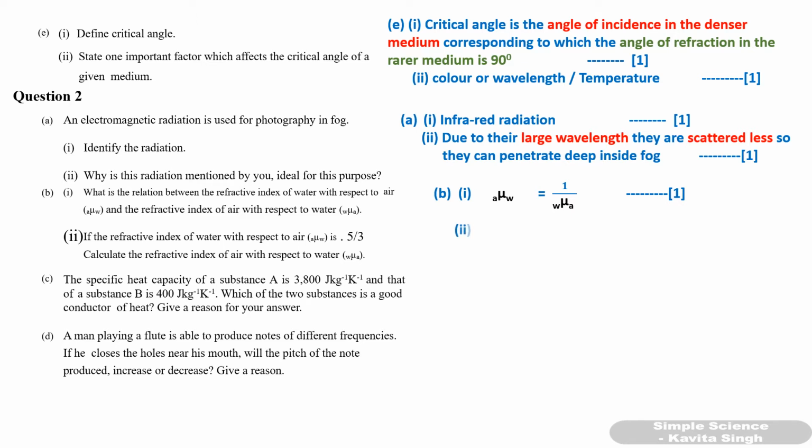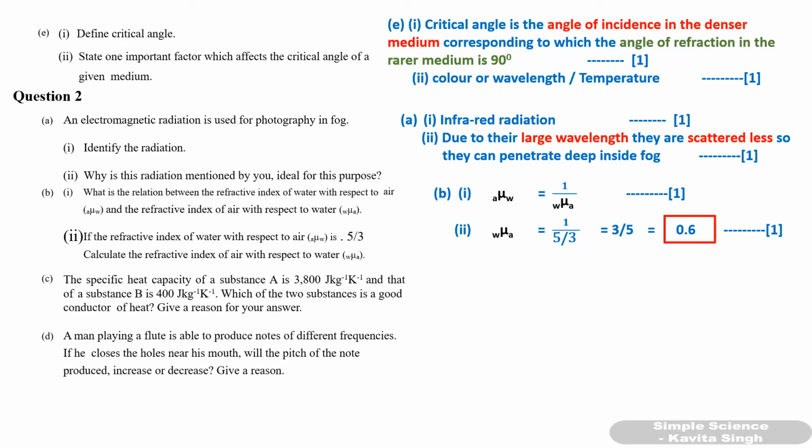But you have to show the calculation. So refractive index of air with respect to water will be reciprocal of 5 by 3, which is equal to 3 by 5. But that is not the answer. You have to convert it into decimal form. Then only you will get marks, 1 mark. If you leave your answer for any numerical in fraction, you will lose mark. So refractive index is 0.6, not 3 by 5. Do not leave your answer till 3 by 5. 1 mark for this.